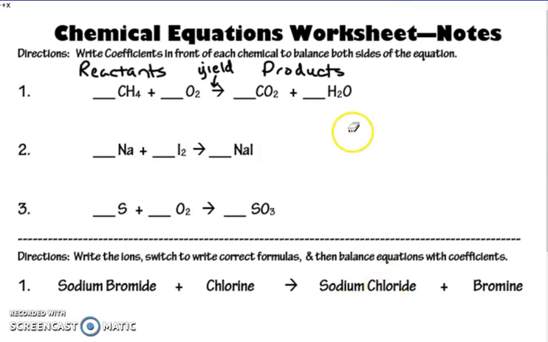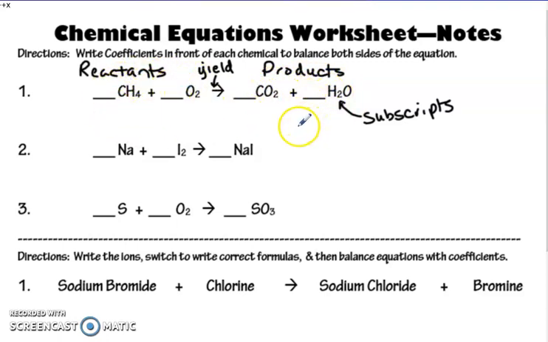Oh wait, let me talk about two other terms that you need to know. When we were doing this before, we would create our formulas by using subscripts, and we've had that word also in our notes. But now what we're going to do is add coefficients in front, so we get the same number of carbons over here as we do over here, and the same number of oxygens over here as we do over here.